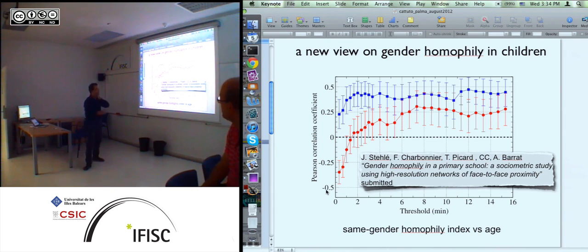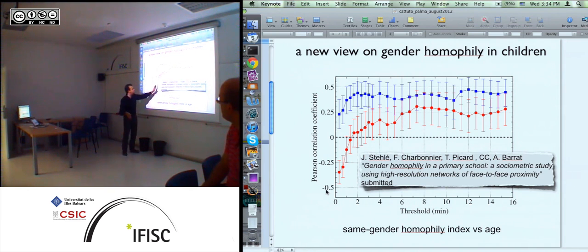What we found, and this is something you can find only by using these methods, is that this is true for the boys, but for the girls it depends on the strength of the link. This is the Pearson correlation coefficient between the grade, the age if you want, and the strength of ties with the same gender. With boys, it behaves by the book. We are saying nothing new that the sociologists didn't know.